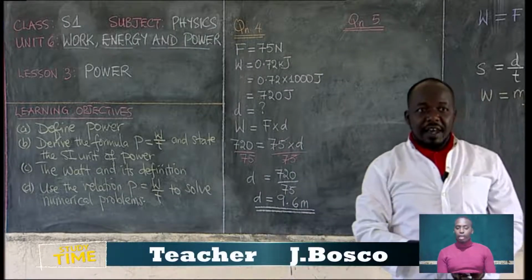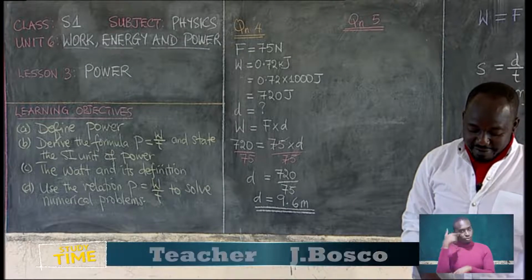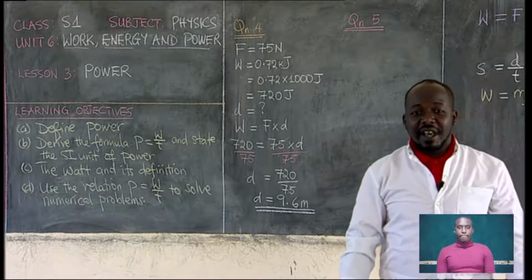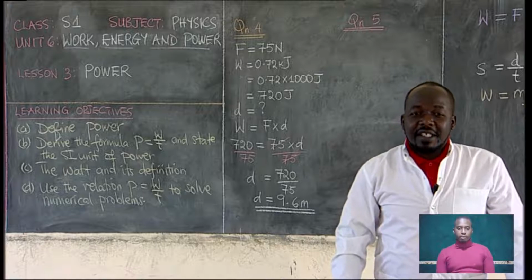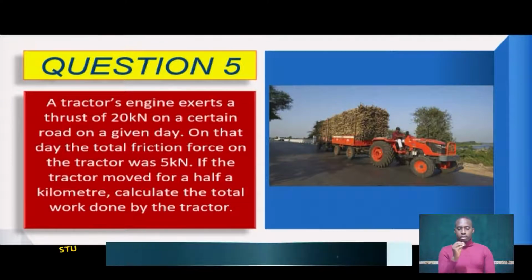And question number 5 is already projected for you on the screen. You can see it there. A tractor's engine, you students know what a tractor is. And in that picture you can see there is a tractor carrying a lot of sugar cane. So a tractor's engine exerts a thrust of 20 kilonewtons.